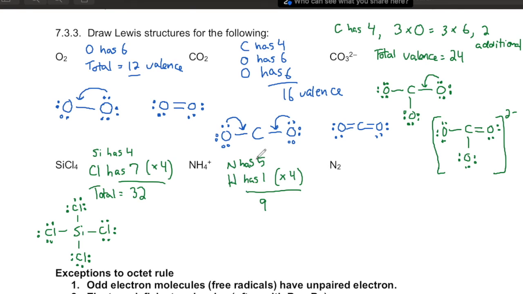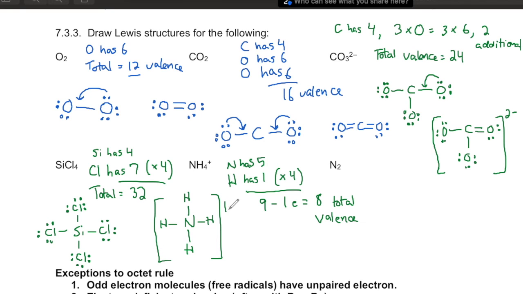So nitrogen has 5 valence electrons and hydrogen has 1, so there's 4 of those. That brings it up to 9. However, there's a positive charge, so we need to take away 1 electron and have 8 total valence electrons here. That's what makes it positively charged, because one of these 9 electrons is missing. And then when we put together our skeletal structure, it actually uses all 8 of those electrons, and we are pretty much done except to show that it has a positive 1 charge.